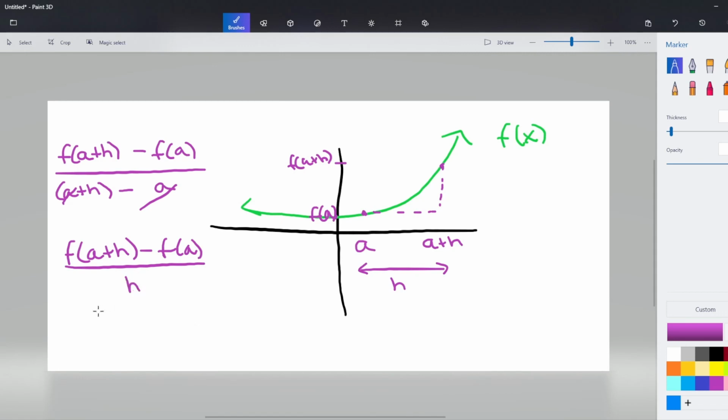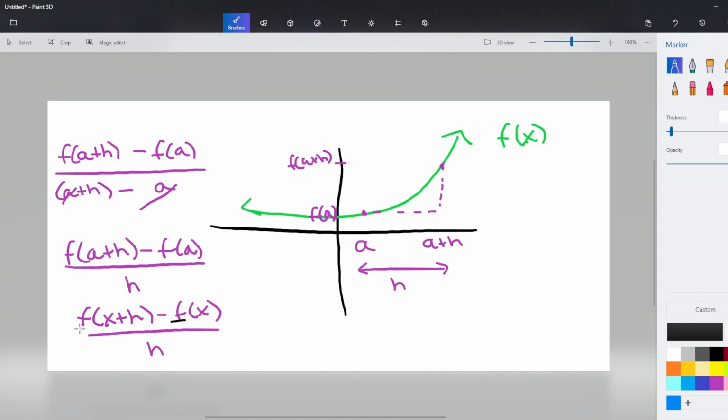And in the actual formula, you would see this written out mostly as f of x plus h minus f of x all over h. Now, the actual labeling of these variables doesn't really matter too much. This is just standard convention. What really matters is what do these actually do?